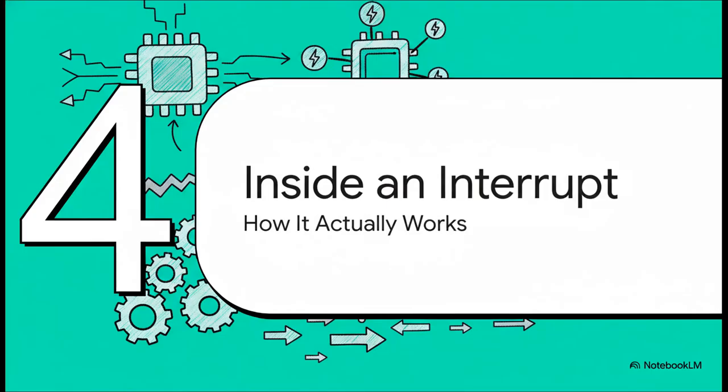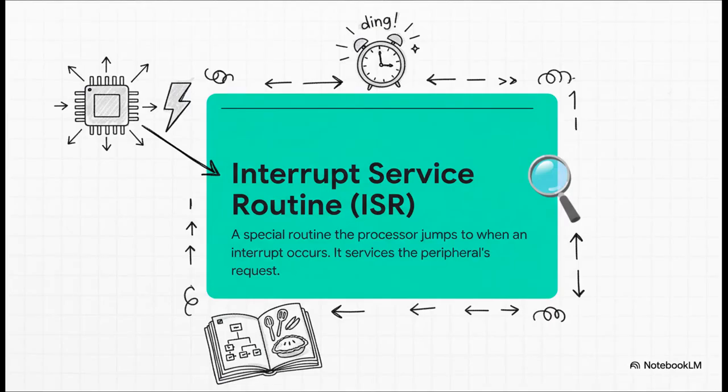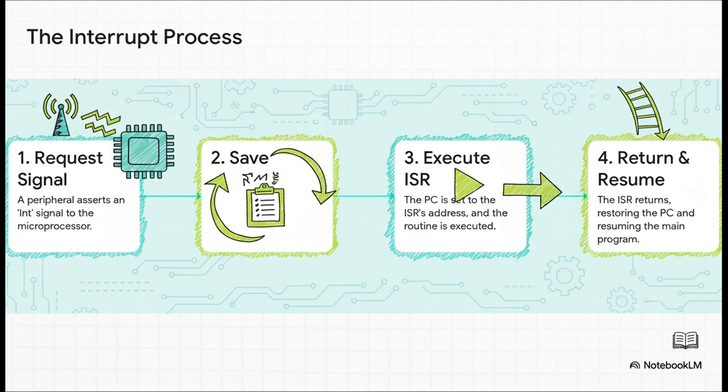Okay, so that's the what. It's an efficient signal. But how does a processor actually pull this off? Let's dive into the mechanics. When an interrupt happens, the CPU doesn't just guess what to do. Nope, it runs a special pre-written piece of code called an interrupt service routine, or ISR for short. You can think of it as a little mini recipe in the back of the cookbook, just for handling the oven timer. The whole process breaks down into 4 really important steps. A device sends a signal, the CPU saves what it's doing, it runs that special ISR code, and then it goes right back to its original job.